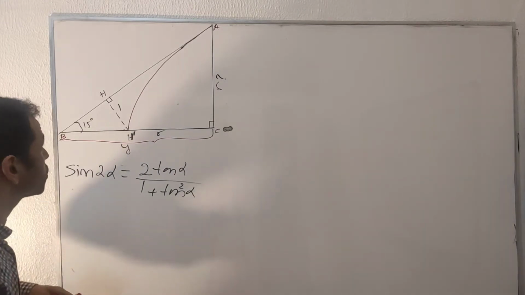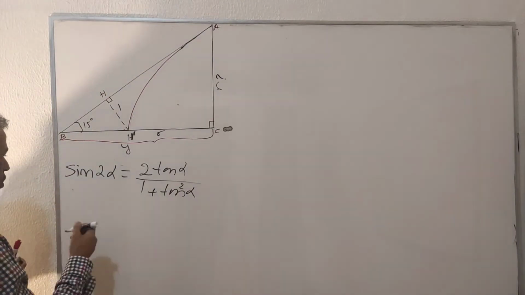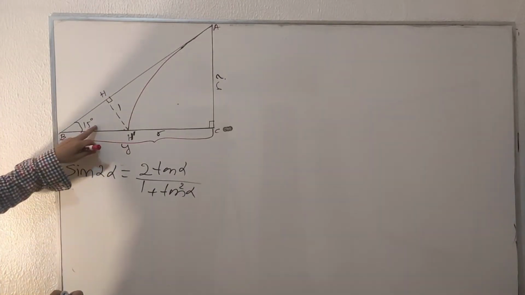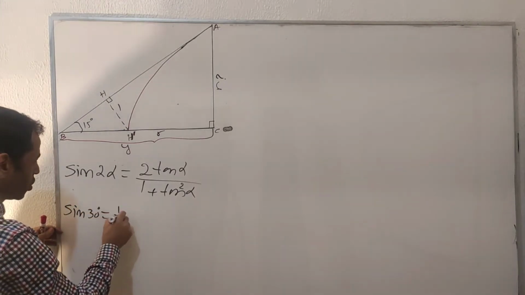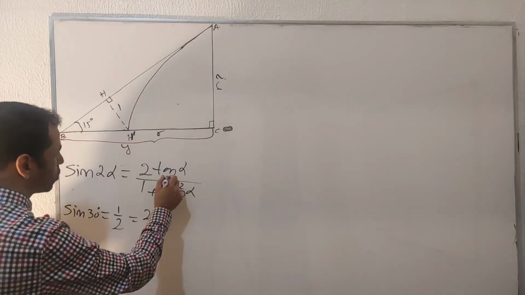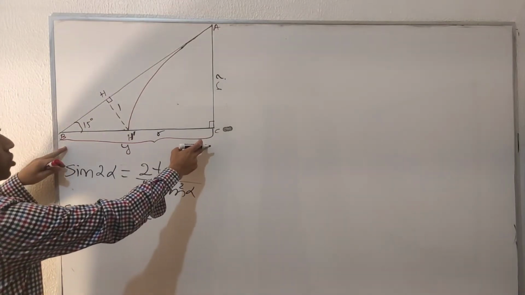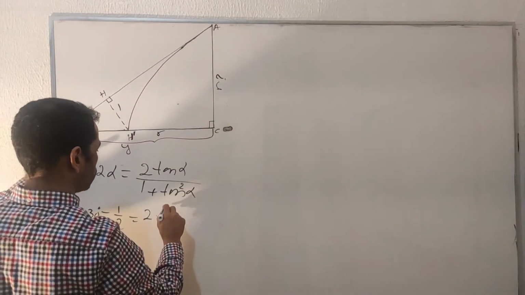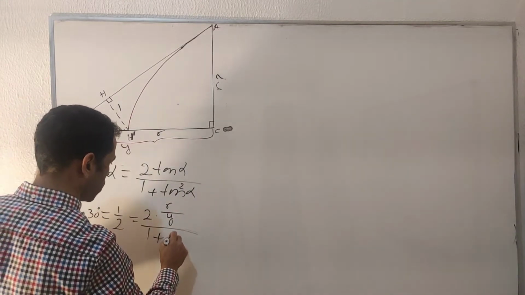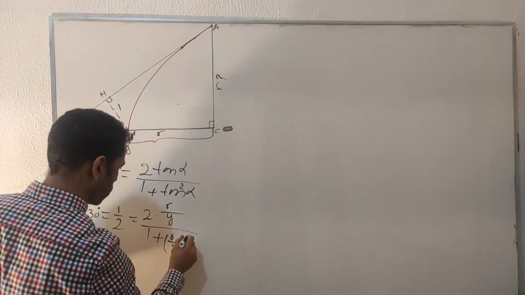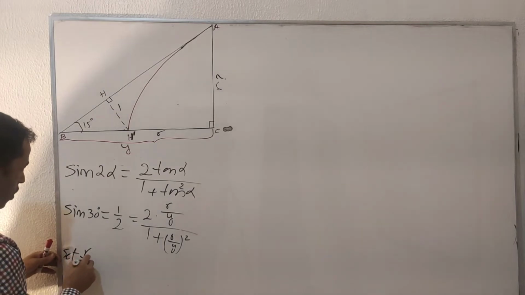Since we have a right triangle with 15 degrees here, I can write this as sine of 2 alpha. By replacing alpha with 15 degrees, I get sine of 30 degrees, which is a half, equals 2 multiplied by tangent alpha. Tangent alpha is opposite divided by adjacent. Opposite is r, so r over y, divided by 1 plus (r over y) squared. Let's set r over y equals p.